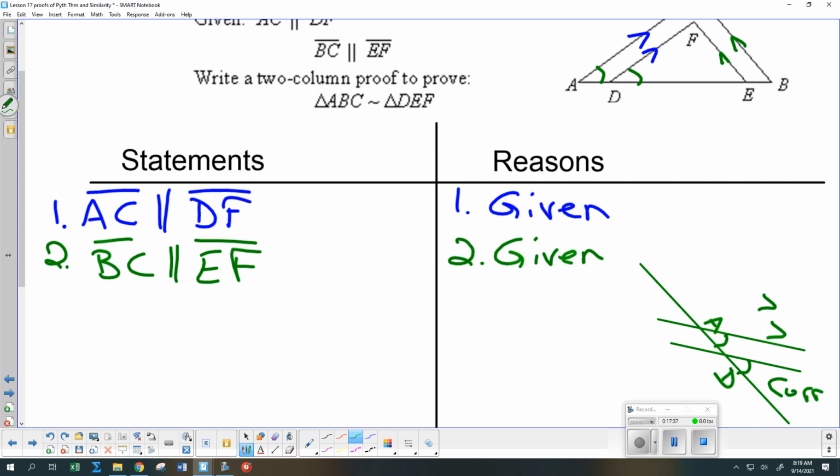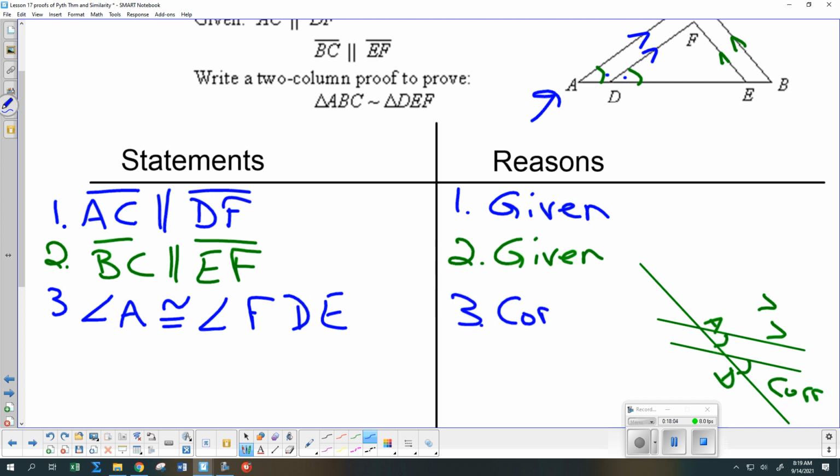So I'm going to say as my next reason that angle A, and I only have one angle at A, so I only need one letter, has to be congruent to an angle at D, but at D I have both this acute one and this obtuse one. And to say I'm only talking about the acute one, I have to say FDE. And that reason is corresponding angles. Okay, we've done the hard part actually because we figured out how that works.